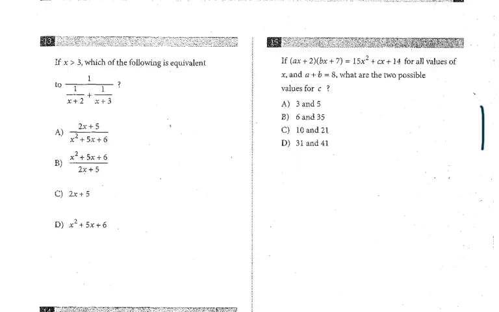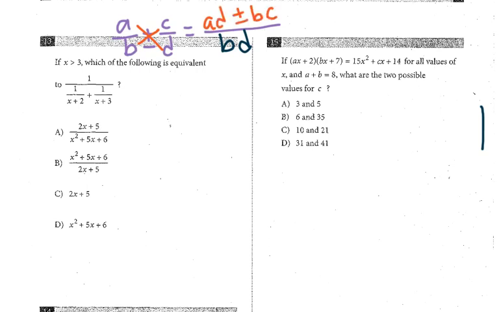For number 13, we call this a complex fraction. So using that, it will be A over B plus C over D. And the answer will be the denominators multiplied. Then you do cross multiply. I got AD plus or minus BC. Therefore, I need to do cross multiply here.